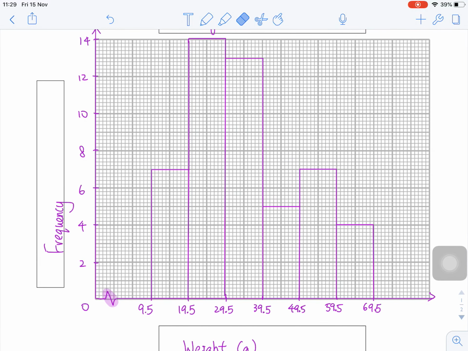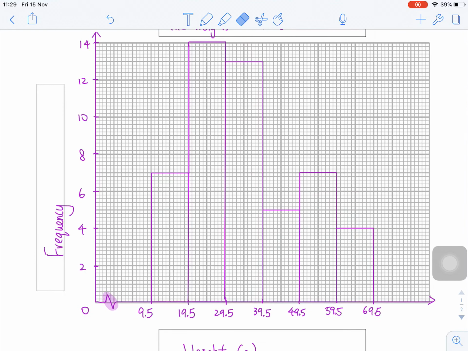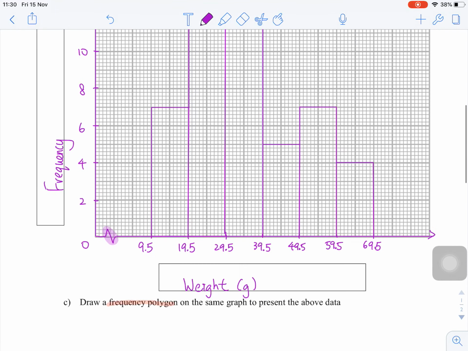So this would be the corresponding histogram. We can construct it. Remember, for a histogram, the bars are sticking next to each other because these are continuous data, no gap between the bars. Okay. Then part C.